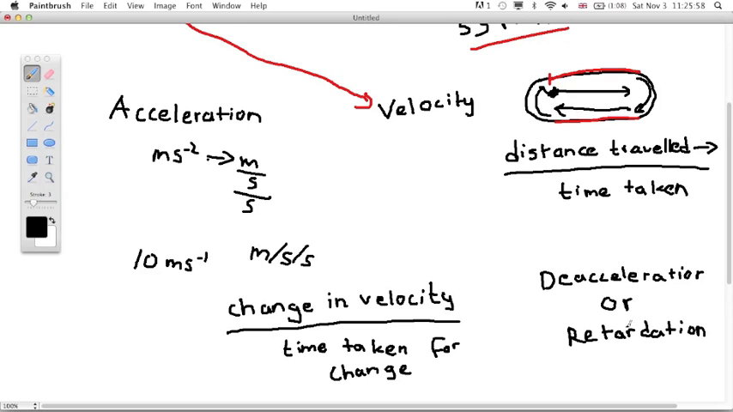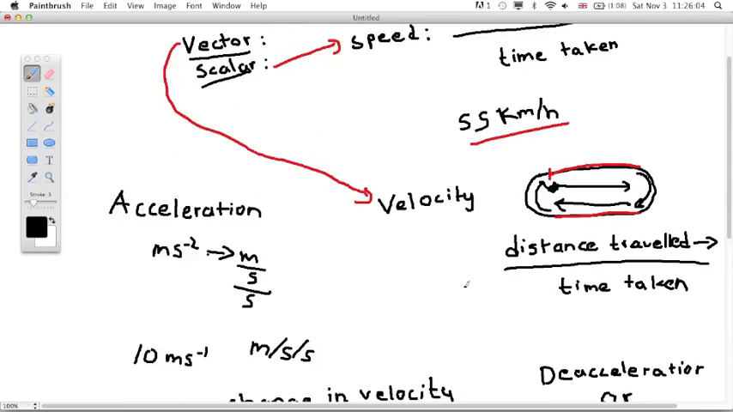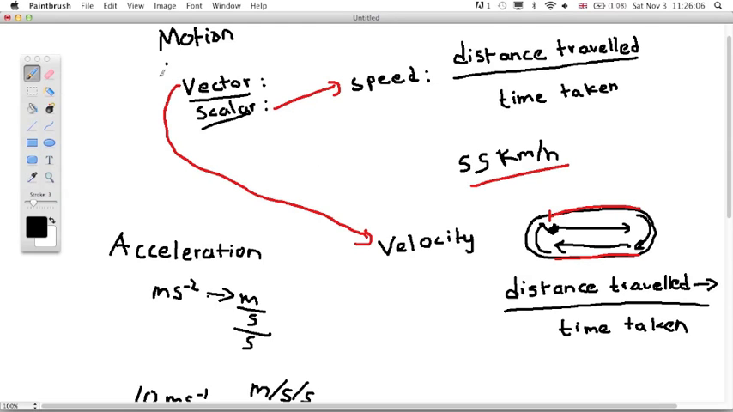There you have it, and that is practically the basics of motion. And I'll be talking about graphs and everything in another video.